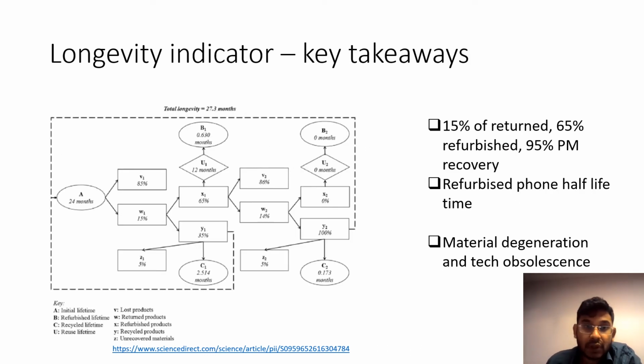Okay, so what did they find by using these longevity indicators? What they found was that only 15% of these phones were even returned, and out of them a few percent were refurbished, and then you have a huge amount of precious metals recovery. Okay, but what they found was you have the initial lifetime of a fresh mobile phone of 24 months, right? The refurbished phone lasts even less. It just lasts for a year.